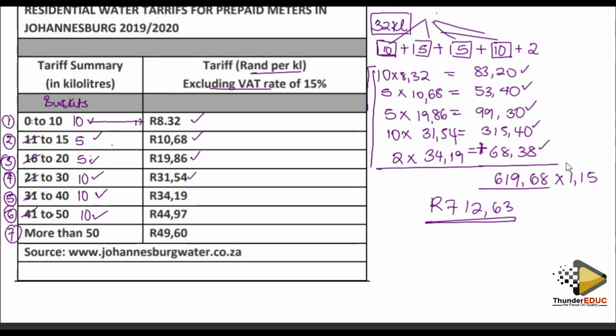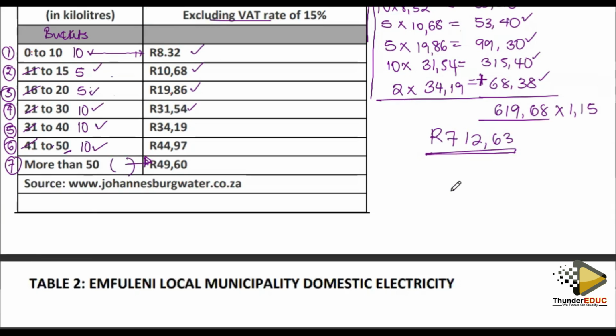And 6 needs 10. It can't exceed 10. So if someone has used over 50 kiloliters, that means the balance has to come here. And this balance will multiply with this, the same way we've been multiplying with those other numbers, and you get the answer. All right, let's continue.